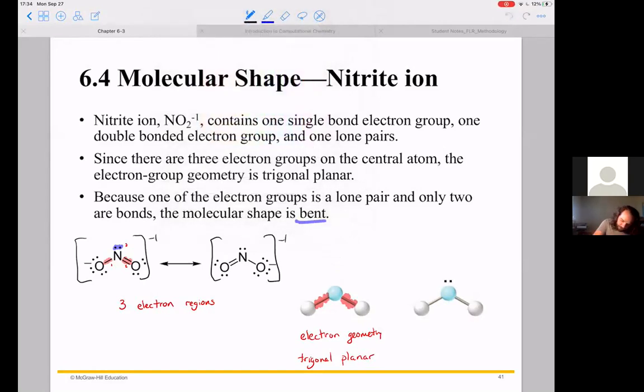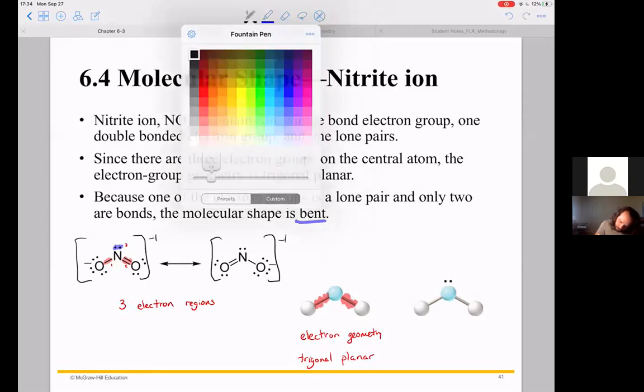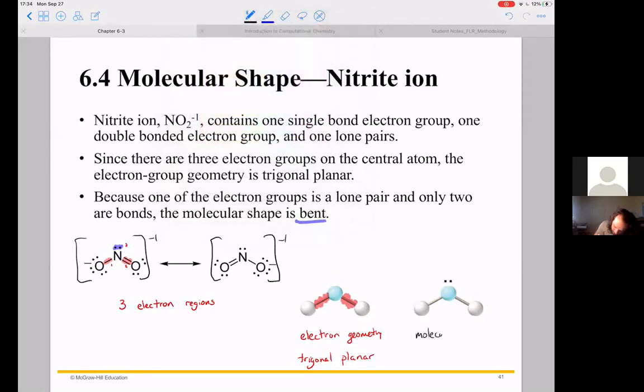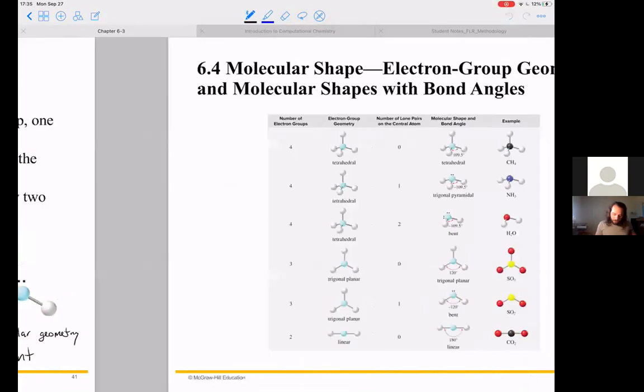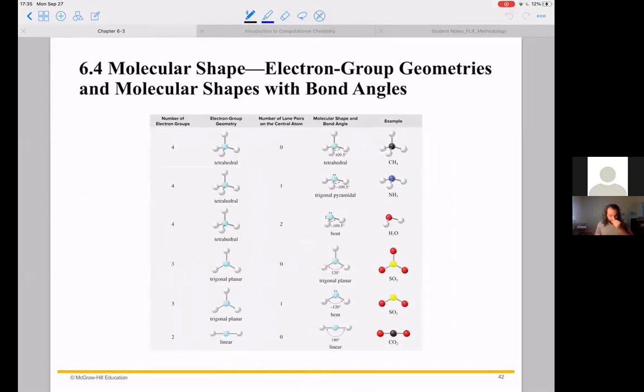So the molecular geometry is bent. Notice we had a bent when we started out with tetrahedral electron geometry with 2 lone pairs. We also have a bent if we start out with a trigonal planar electron geometry and have only 1 lone pair. There is a difference between the 2 bents.